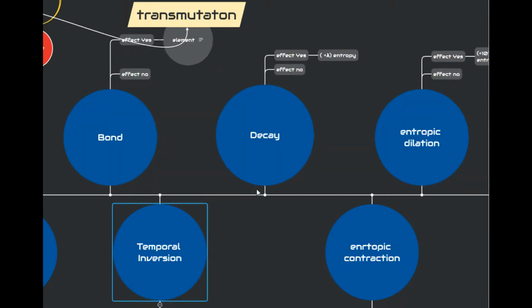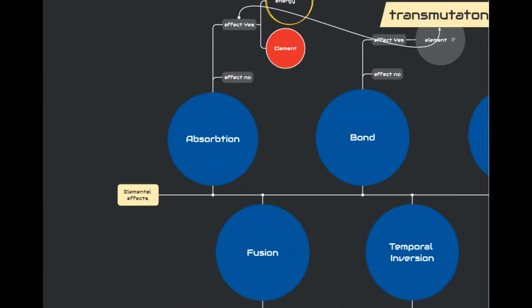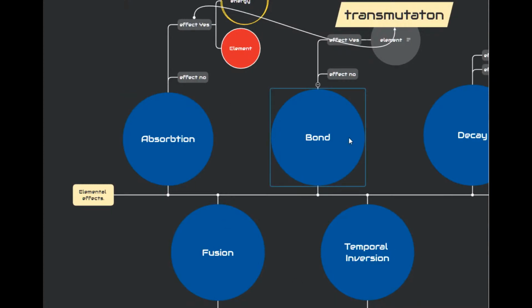Temporal inversion. Okay, that's bond. And then absorption, fusion, bonds. So again, you'll have basically time-based effects and physics-based effects. They're all part of physics in the family. You'll have absorption, something that bonds, so basically something that becomes the same part of it. The elements are separate, but they're bonded.